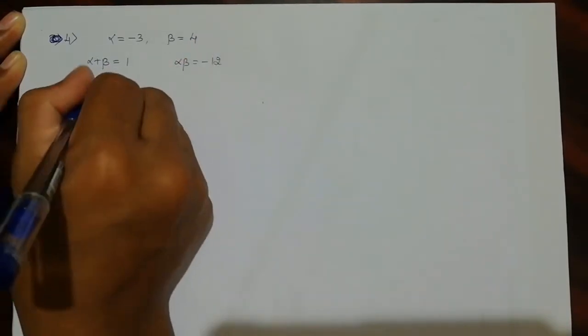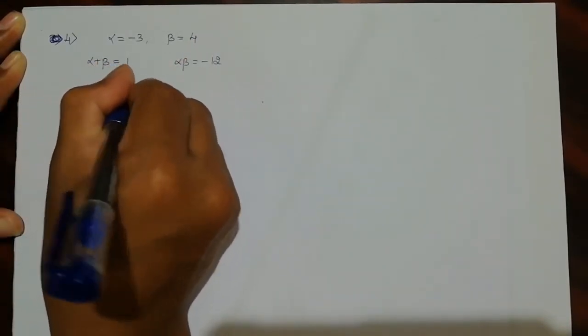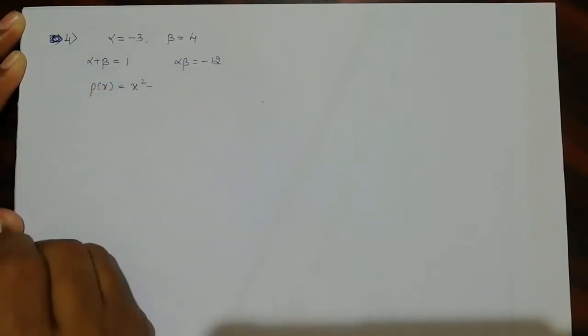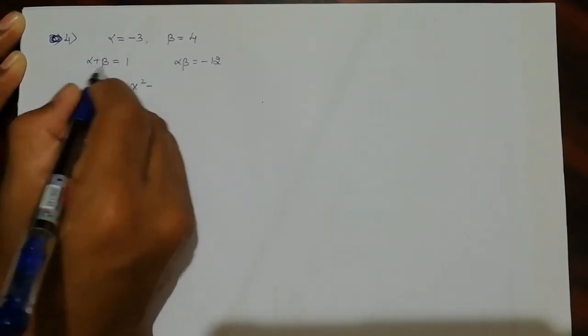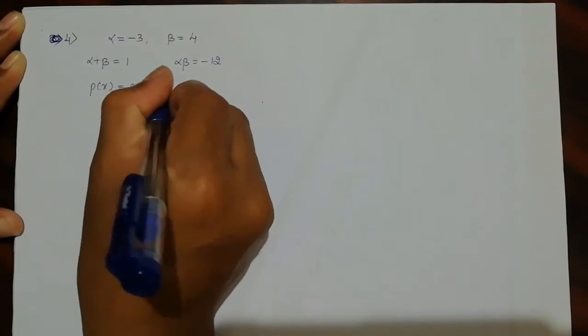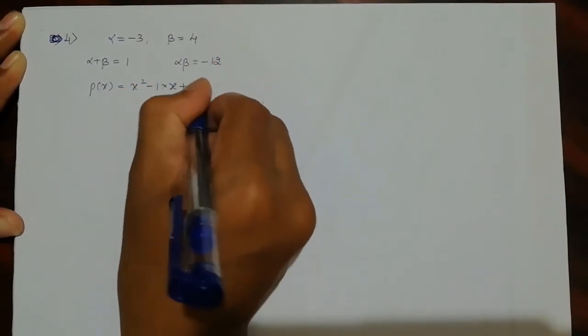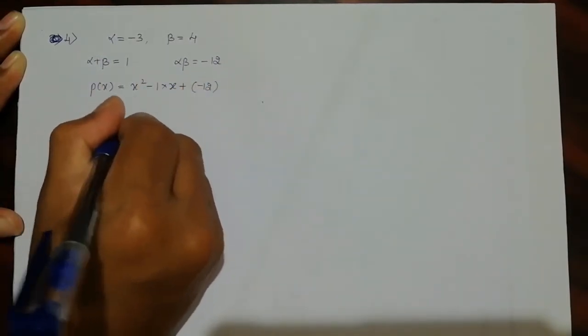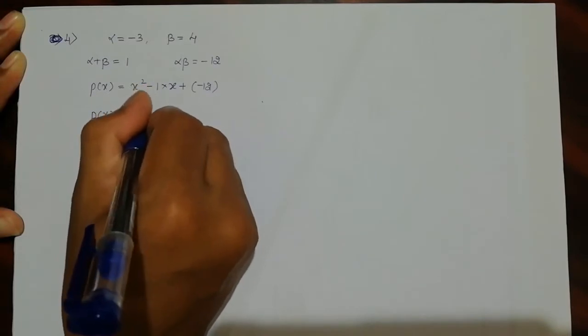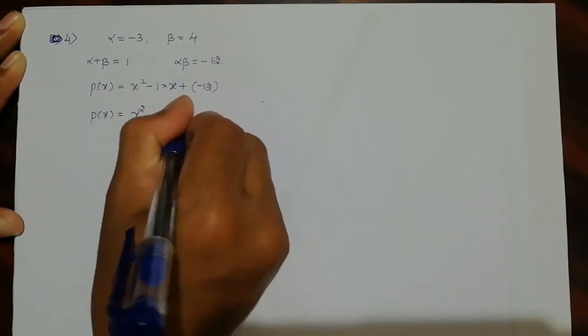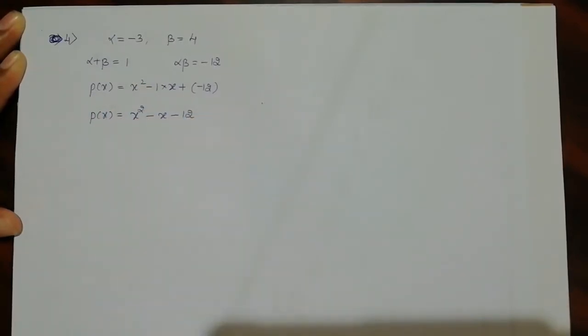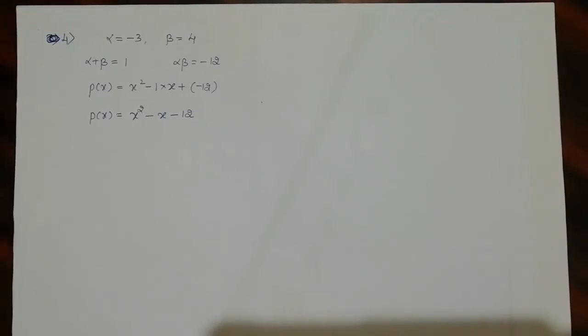So the required polynomial is given by p of x is equal to x square minus the sum of zeros, which is 1, into x, plus the product of zeros, which is minus 12. On simplification, multiplying the signs, we get x square minus x minus 12. Now look at the options.